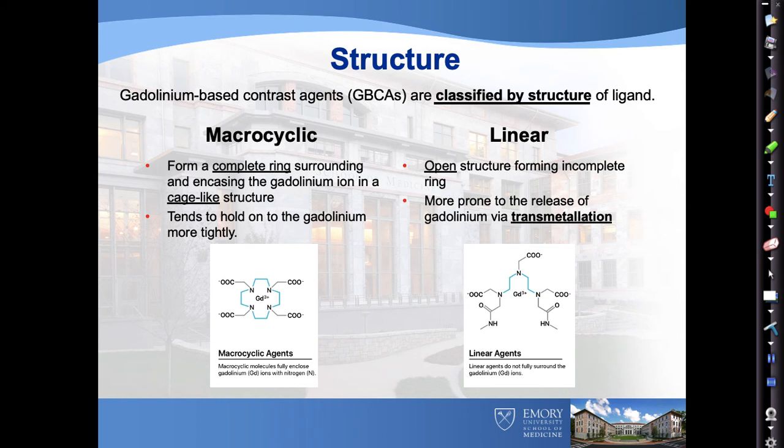Structure. Gadolinium-based contrast agents are classified by the structure of the ligand. The ligand can be either macrocyclic or linear. With macrocyclic, the ligand forms a complete ring surrounding and encasing the gadolinium ion in a cage-like structure. This tends to hold on to the gadolinium more tightly. With a linear structure, you're going to have a more open structure forming an incomplete ring. This will be the reason that it is more prone to the release of gadolinium via transmetallation.